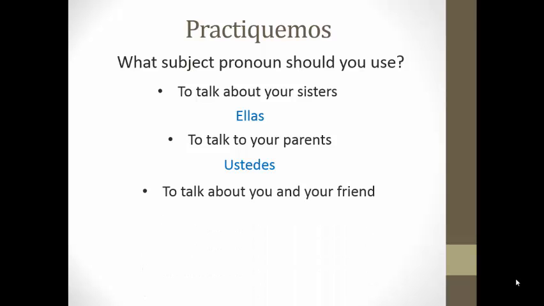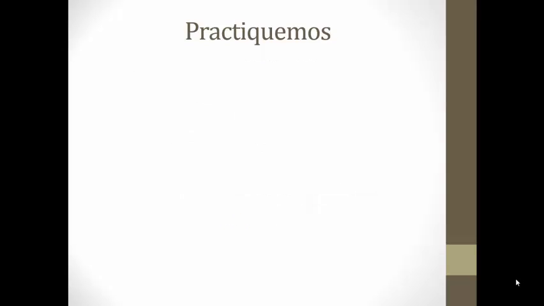Which subject pronoun should you use to talk about you and your friend? Now think about how this is a group of people. You are one in the group, and someone else is in the group. We have more than one person, which means it's plural. And if you are in the group, it's always we. Nosotros would be the best choice here. Now the only reason you would use nosotras is if you are a girl and your friend is a girl.